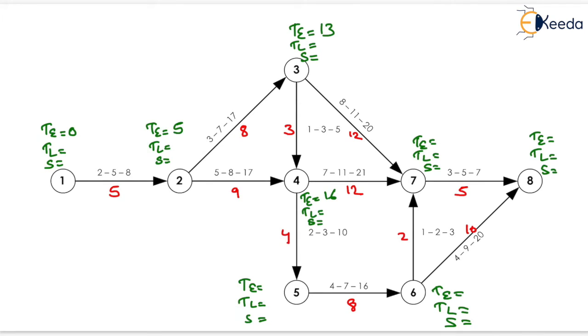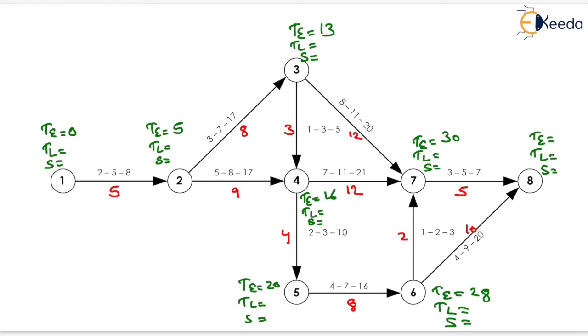Similarly for event 5, T will be equal to 16 plus 4, that is 20, which is written here. Now for event 6, it will be equal to 20 plus 8, that is 28. Now for event 7, T will be equal to 13 plus 12, that is 25, 16 plus 12, that is 28, and 28 plus 2, that is 30. So the maximum will be the answer, that is 30 here.